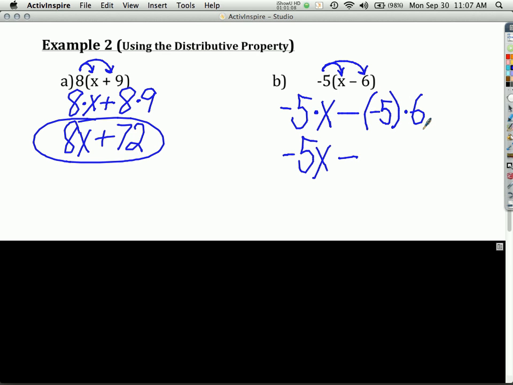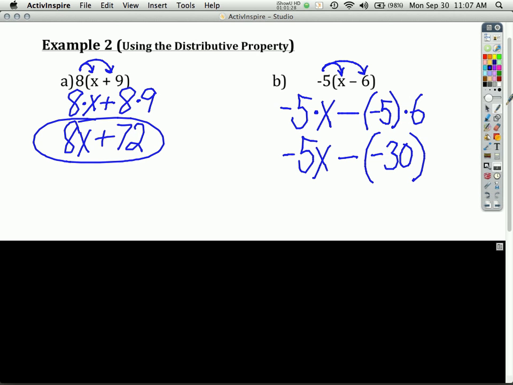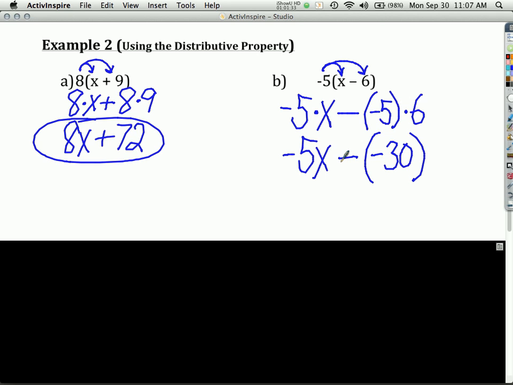Minus, and what's -5 times 6? Taylor? -30. Now, if you can get this, you're doing pretty well. But there's actually a detail that comes up in pre-algebra and algebra. And that is that we do not write answers with an operation and then another sign next to it. When we write a final answer, we do not write this.